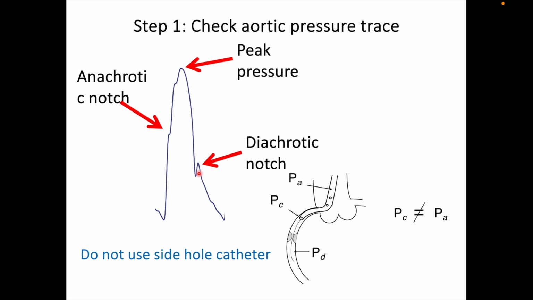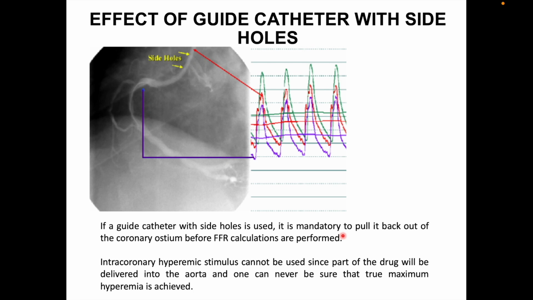Well, the problem with side holes is that the pressure that you get from the catheter tip is not that accurate, because you're getting pressure from the side holes and it is affecting the pressure which is there at the distal tip. So that's why it's written that this PA is equal to PC. That's not possible. These two pressures cannot be equal. Therefore, it's better to avoid side hole catheters while recording FFR.